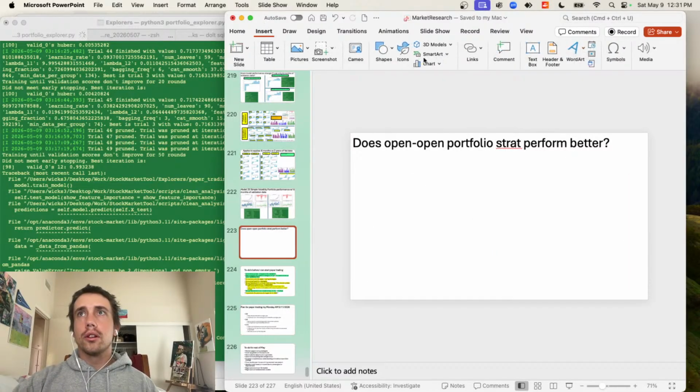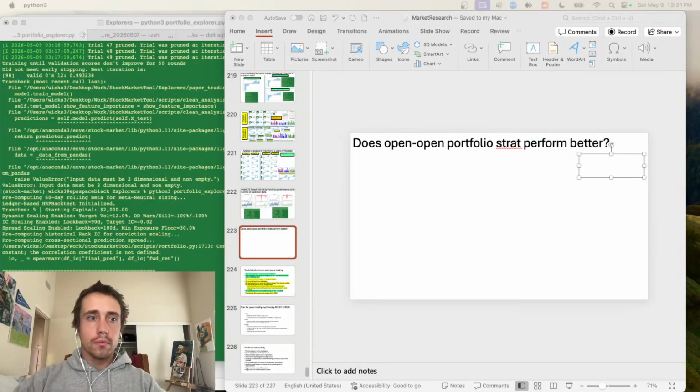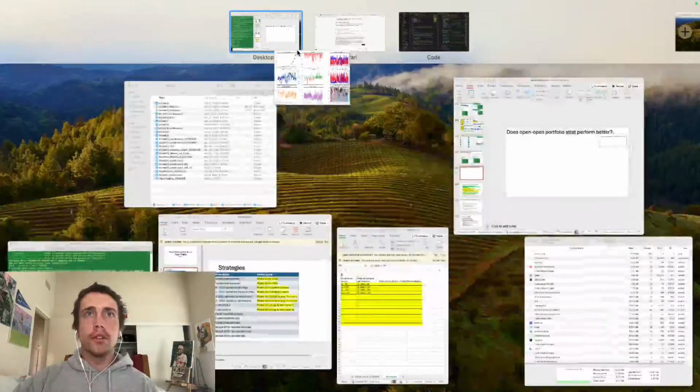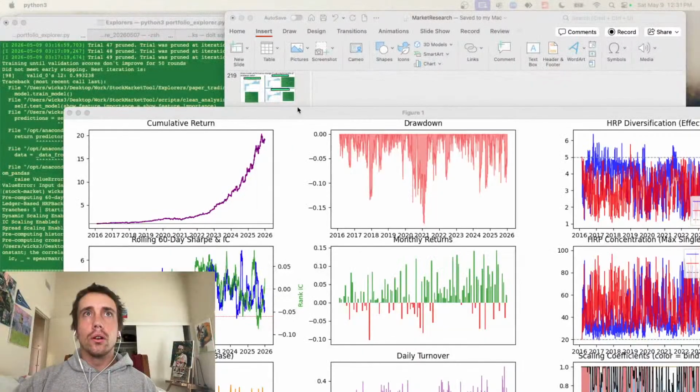Alright, so now let's put a note in here. What you are doing, so... Hey, that looks better. Max drawdown, only 18%. Whoa.